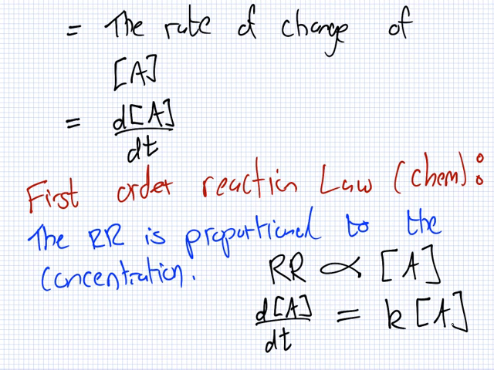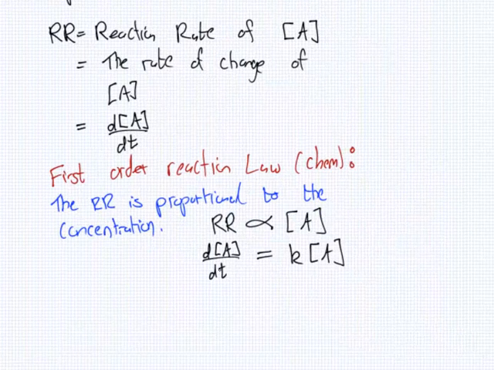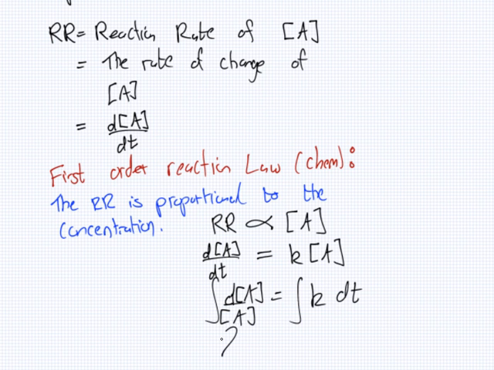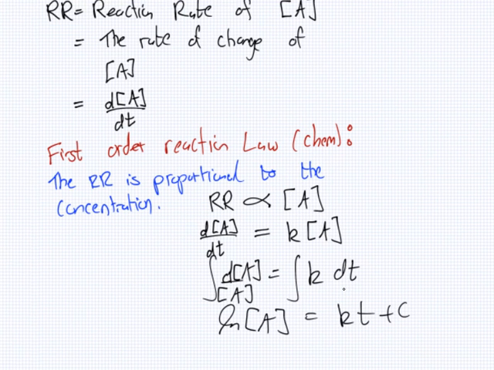Now look at what I've done here. I've changed this into a first order problem. So if I use my previous method, I could change this into 1 over A dA equals k dt. Integrating, what do I get here? Log A equals kt plus C. So that will be A equals e^(kt+C), which equals C e^(kt).